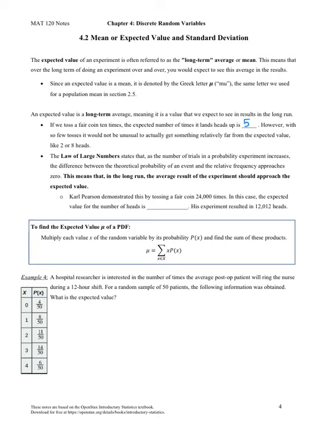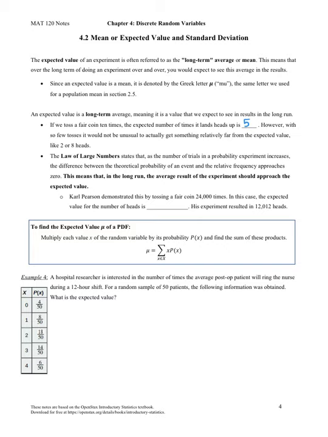Now, to find the expected value, we can use this formula here. We take each value of x, multiply it by its probability, and add up all those values. Let's take a look at example 4.